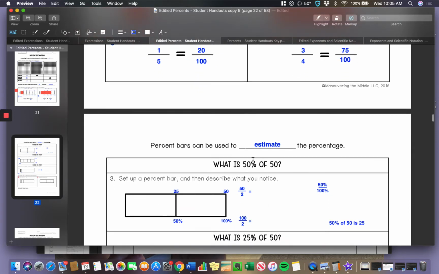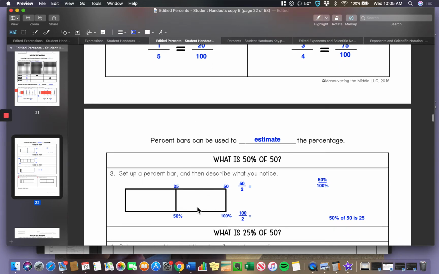Here's an example from number 3. What is 50% of 50? We're going to set up our percent bars just like we did in the top. So how do I know how much each box is worth? I can take the parts right here and divide it by 2. So 50 divided by 2 is 25. And that's going to tell me how much each box is worth.